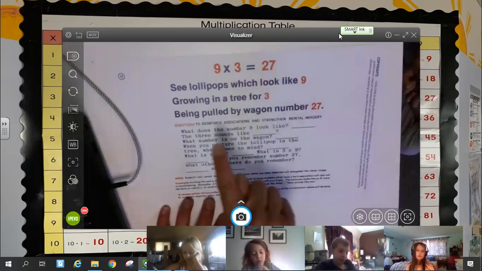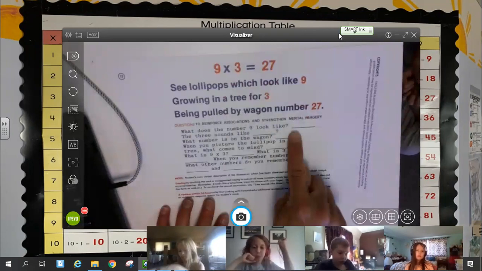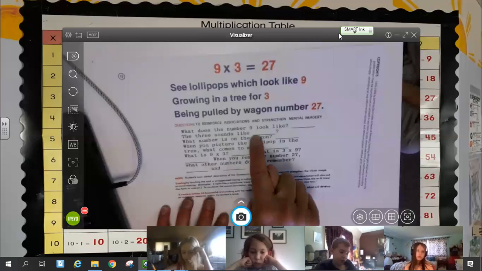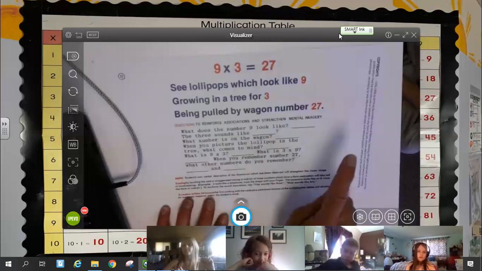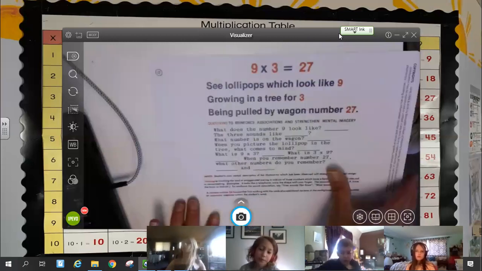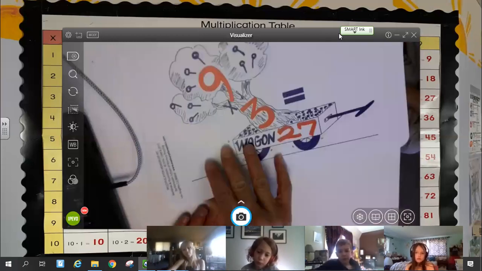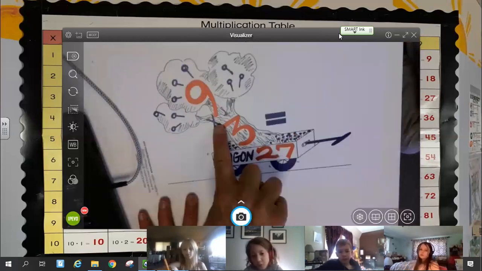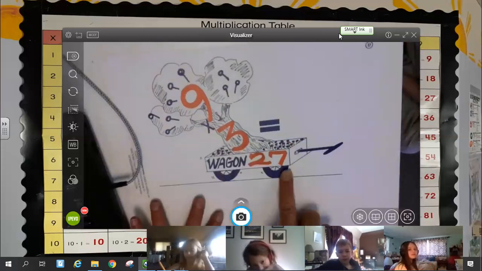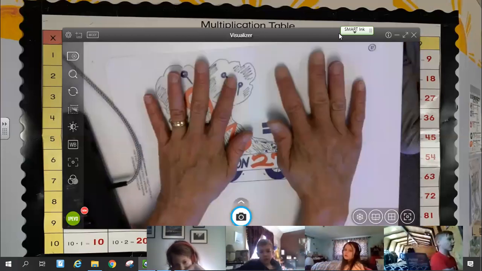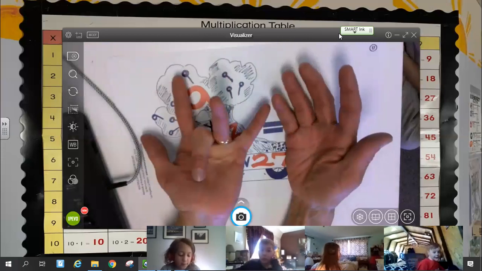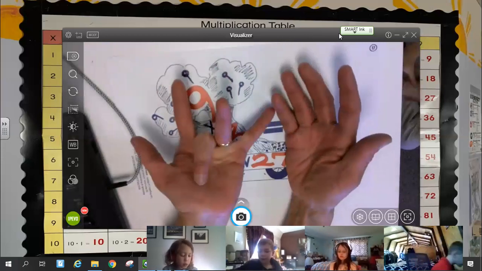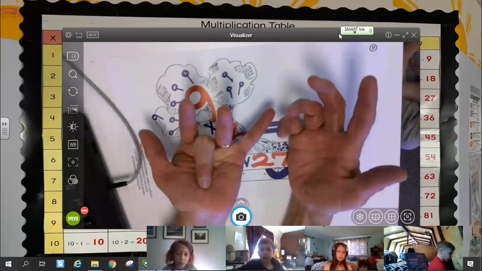What does the number 9 look like? Lollipops. What the 3 sounds like? Tree. What number's on the wagon? So when you picture the lollipop in the tree, you should picture 9 times 3 equals 27. And let's double check that with the 9s trick. If I were to put my 3rd finger down, I'd have 2 fingers to the left. Does it look right, Mrs. Harrison? And 7 to the right.